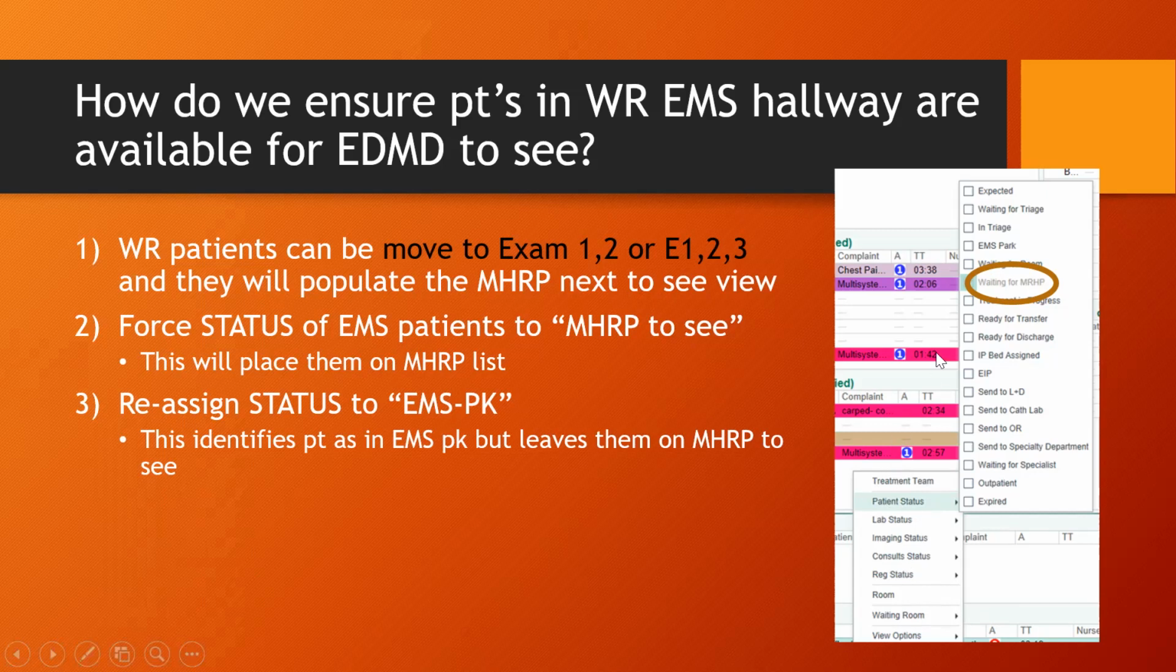You're going to right-click on them again and put their status back to EMS Park. The reason we need you to put them to EMS Park is because when they show up on the MRHP screen, they will not have a treatment location, but it will be flagged as EMS Park, and the physicians will know they're out in the hallway. It seems like a really cumbersome workaround, and we had to kind of figure this out just last week. So this is our quick workaround until we can actually look at maybe getting treatment allocation spaces or holding spaces in the hallway.